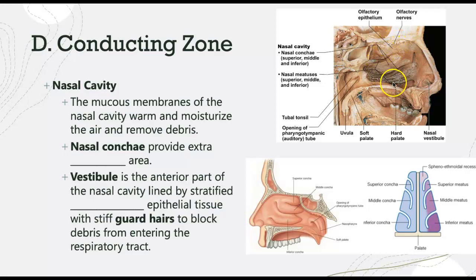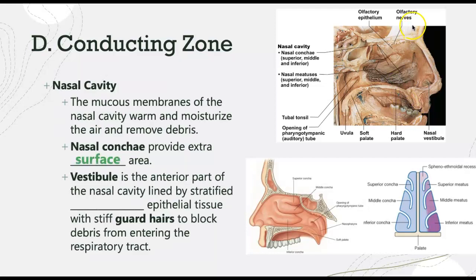Instead, we are looking along the sides of the nose, of the nasal cavity, I should say, and we could see it is lined with a mucous membrane here. This membrane is used to warm and moisturize our air and also assist in removing debris. Notice how we have a bit of this rocky look to it, and these are called nasal concha, and they help to provide extra surface area.